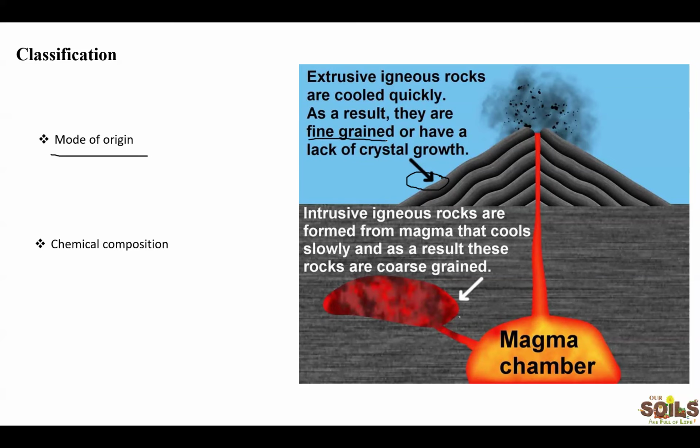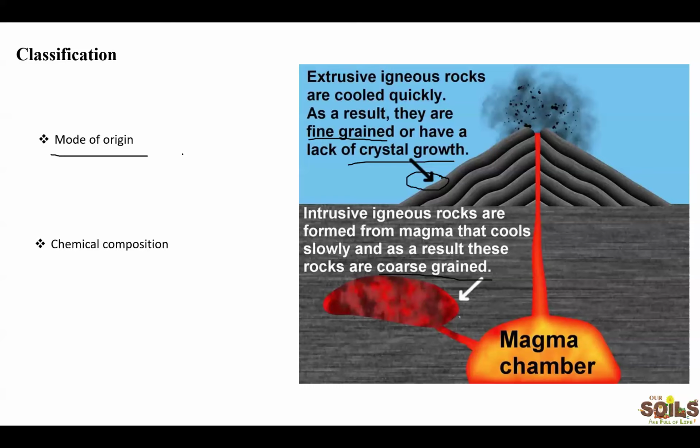As they were ejected, these rocks form above the earth's crust, so they get a very fine grain structure, and they won't have any crystalline growth because they form above the earth's surface. Coming to intrusive igneous rocks, intrusive means inside. These are formed beneath the earth's crust or below the earth's surface. Intrusive igneous rocks are formed from magma that cools down slowly, as a result forming coarser grain rocks.